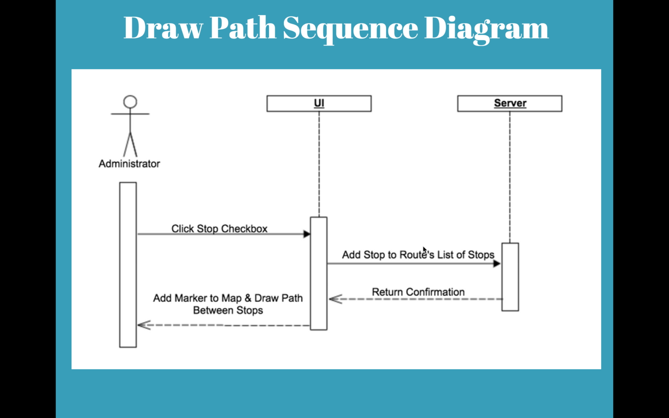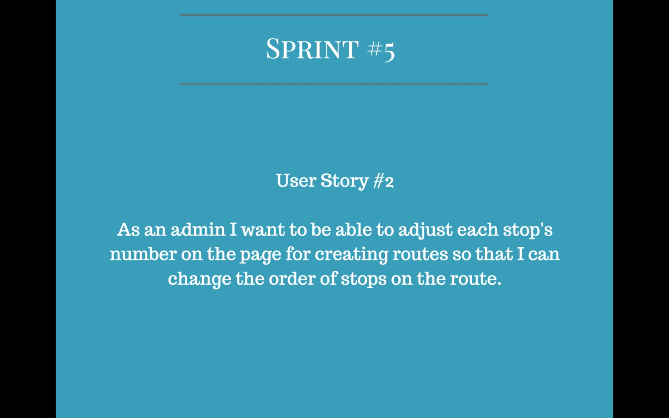Then a request to add the stop to the route's list of stops is sent, and you either return confirmation or error, and then the marker is added to the map and the path is drawn between those stops.